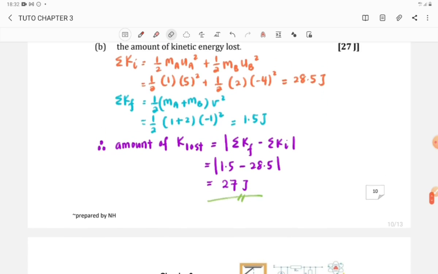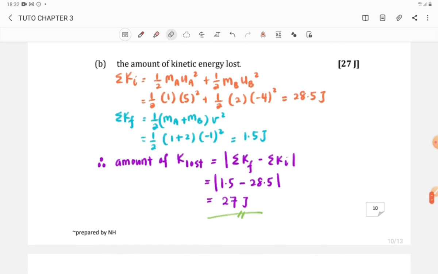Next, calculate the amount of kinetic energy loss. To find the kinetic energy loss, first we need to calculate the total kinetic energy initial using this formula, which is half MA UA square plus half MB UB square. So substitute all the values, so you will get 28.5 joule. Next, we calculate the total kinetic energy final for this completely inelastic collision. The total kinetic energy final's formula is half MA plus MB multiplied with V square. You substitute all the values. Finally, you will get the total kinetic energy final is 1.5 joule.